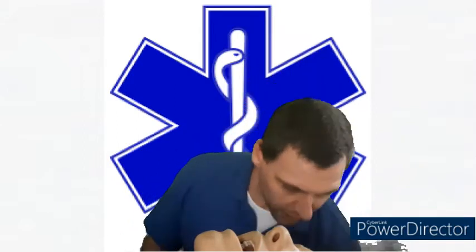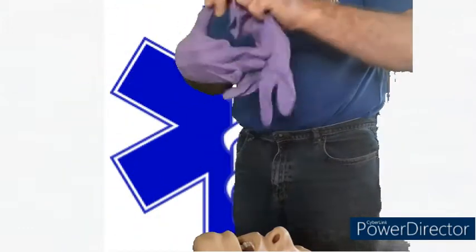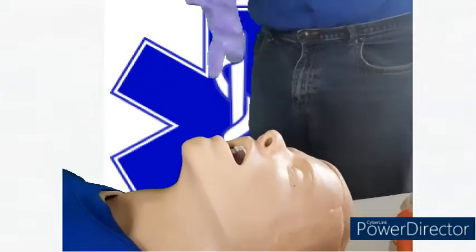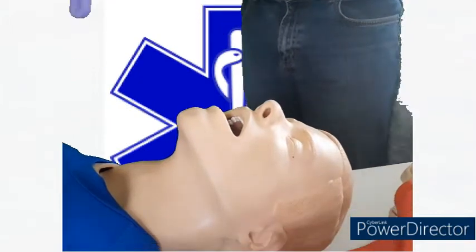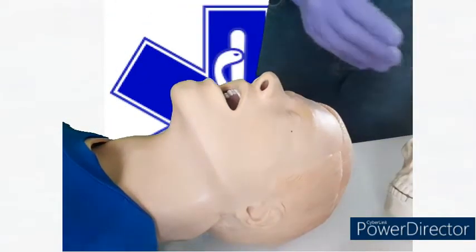When we approach a patient and they appear to be unresponsive, we may have to open the airway. But prior to opening the airway, we need to inspect, and this is important. So making sure I'm wearing my appropriate PPE for this. My patient is on the floor. I've gone through my basic checks. They appear to be unresponsive.